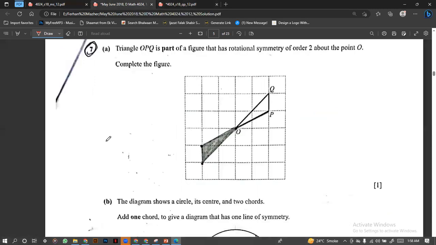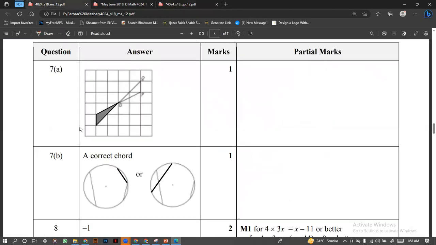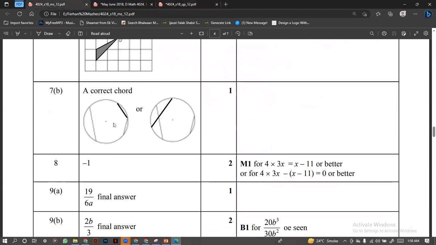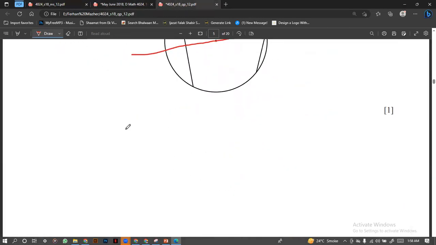Okay, so I have done this exactly here. You can see this is the line of symmetry, and this is the chord which I have added. This chord is equal to this chord. And now this figure has only 1 line of symmetry, and I have given this answer. Okay, so I hope you understand.